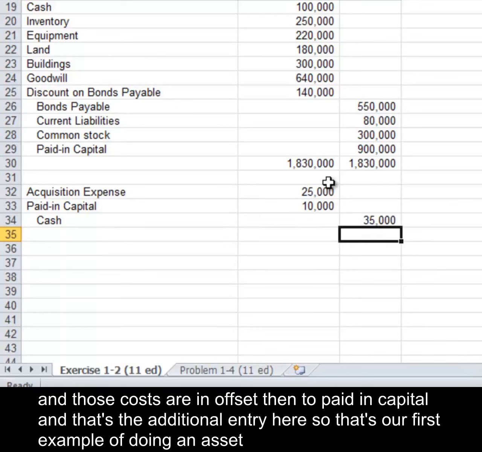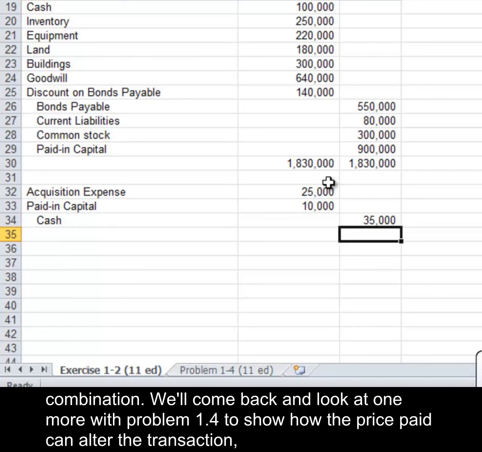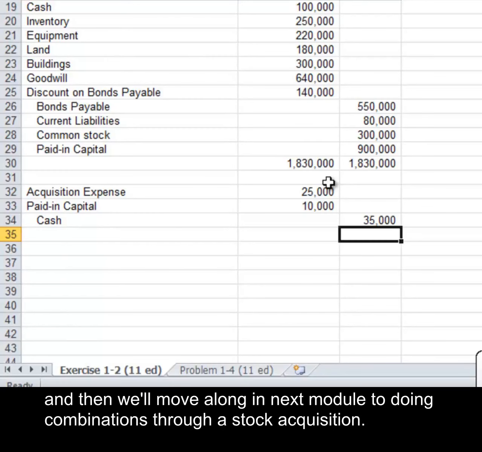So that's our first example of doing an asset combination. We'll come back and look at one more with problem 1.4 to show how the price paid can alter the transaction, and then we'll move along in the next module to doing combinations through a stock acquisition.